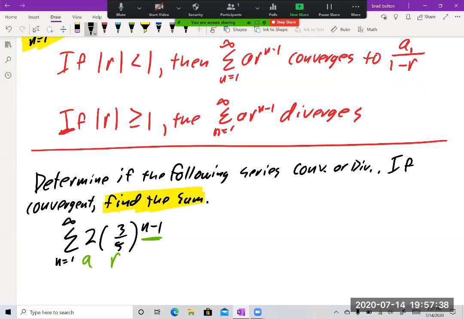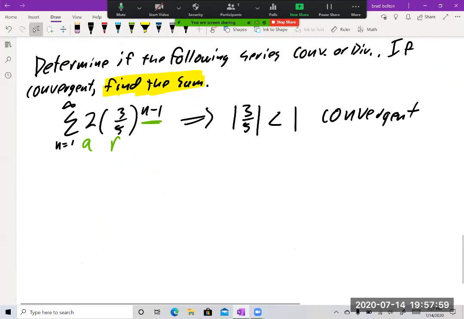Okay, so this looks good. Then we can immediately go over to here and say the absolute value of 3/5, which is my r, is less than 1, so convergent, right? And for a problem this easy, that's all you would have to write, okay? So it's convergent, and then I want to know the sum.